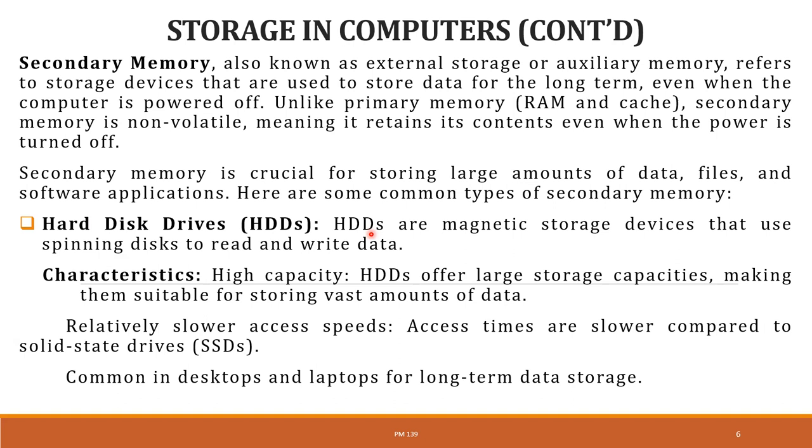In terms of its characteristics, they have high capacity in storing data. So HDDs, or hard disk drives, usually offer large storage capacities, making them suitable for storing vast amounts of data. Most of the RAMs that we have, the random access memory, that is the primary memory, we have about 16 gig worth of RAM, 32 gig RAM, and so on. But with the hard disks, it goes beyond that. We have hard disks of like 1 terabyte, which is about 1,000 gigabytes. So when we talk of the secondary memory, the hard disk is one such storage medium. And it is good in a sense that it's able to store large amounts of data.